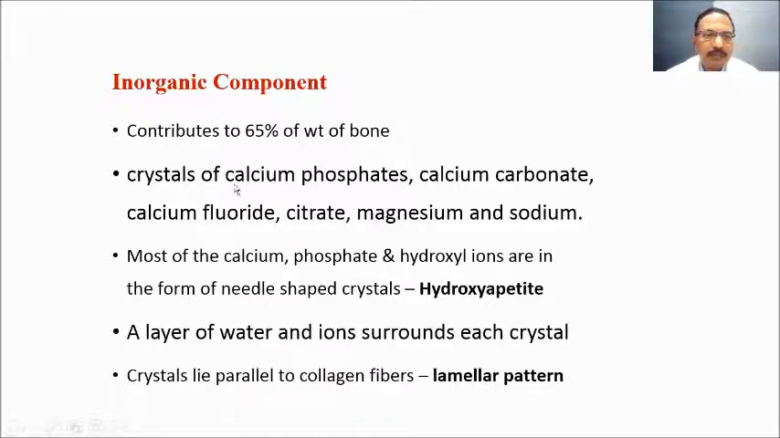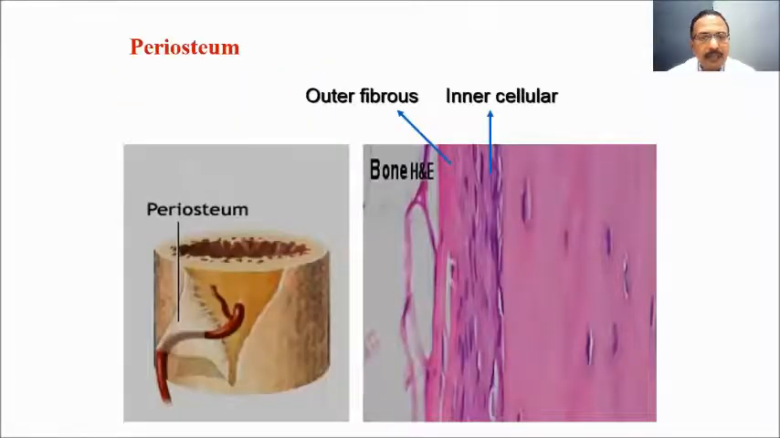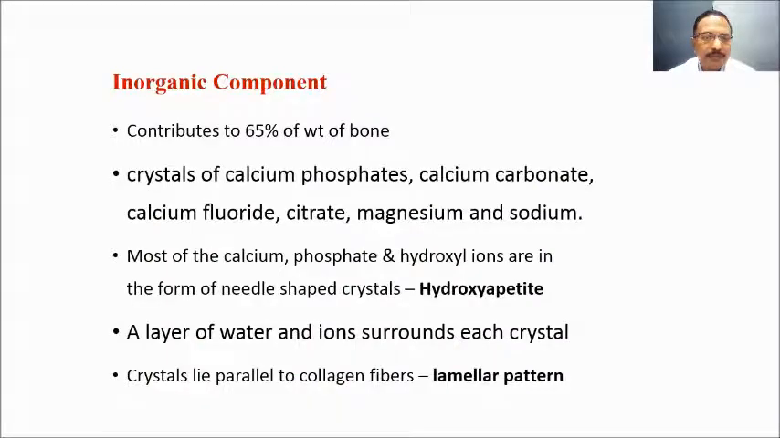It is made up of crystals of calcium phosphate, calcium carbonate, calcium fluoride, citrate, magnesium, and sodium. And these calcium phosphate and all these ions will be in the form of needle shaped, spindle shaped crystalloids, which are called hydroxyapatite crystals, and this will be surrounded by water. So this will be arranged in parallel to the lamellar pattern of the bone. In each lamella, I will come to that, it is placed parallel to the collagen fibers.